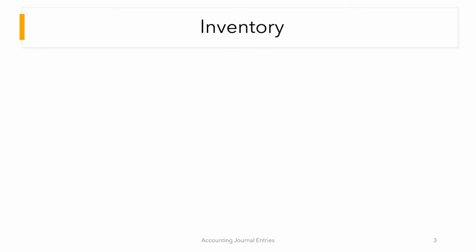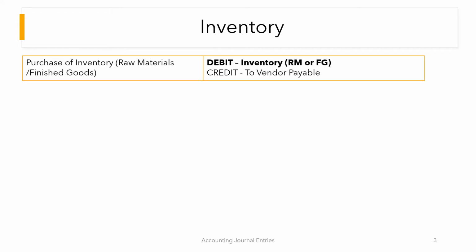Accounting entries related to inventory are as follows. For purchase of inventory, either raw materials or finished goods, the entry would be to debit inventory, either your raw material or your finished goods, and credit to vendor payable.